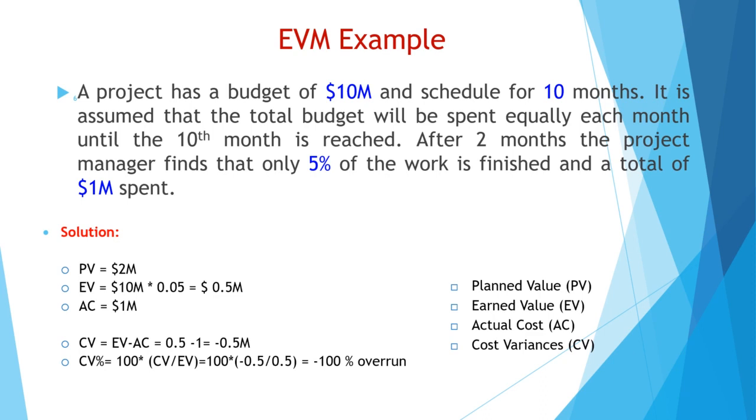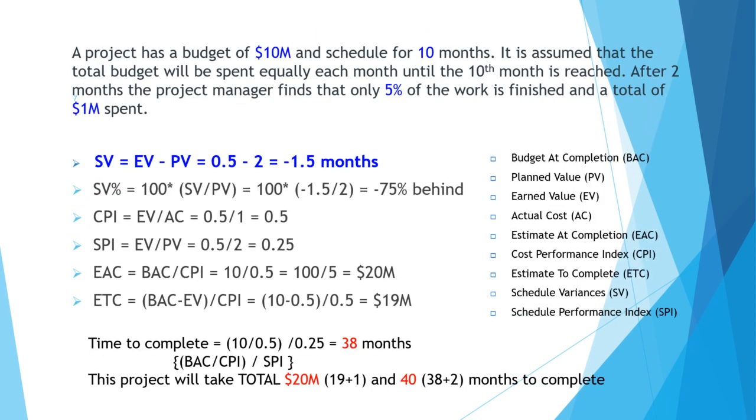Earned value is 10 million times 5%. Actual cost is 1 million. The cost variance is minus 0.5 million. Cost variance percentage is minus 100%, an overrun. Schedule variance is minus 1.5 months. Schedule variance percentage is minus 75%, behind. Cost performance index is 0.5. Schedule performance index is 0.25.